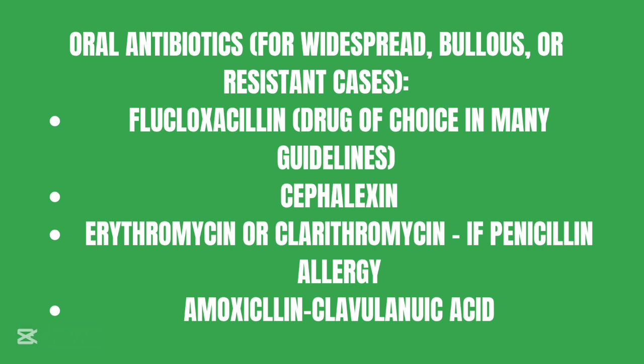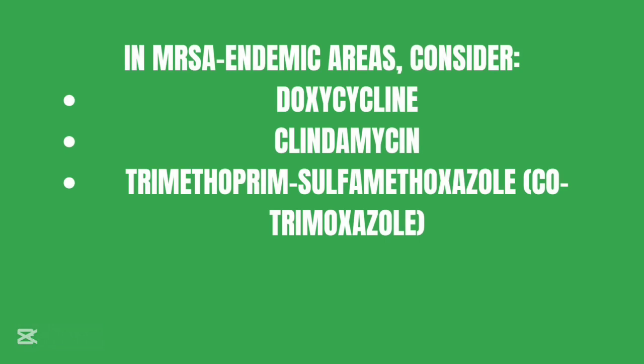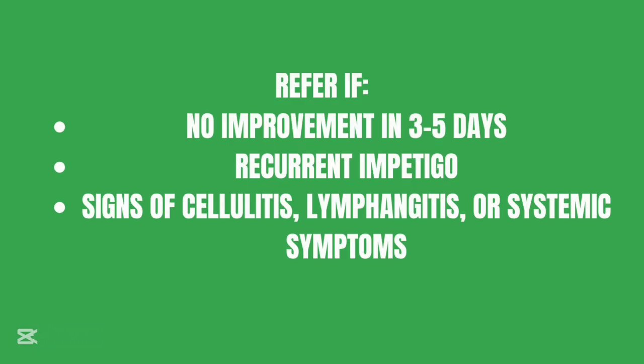So oral antibiotics for treatment of impetigo, you could use flucloxacillin, cephalexin, erythromycin, clarithromycin or amoxicillin clavulanic acid. Then in methicillin-resistant Staphylococcus aureus endemic areas, you could use doxycycline, clindamycin or cotrimoxazole. It is important to know that referral is not weakness. Referral doesn't mean you don't know your job. Referral means that you care about the patient.